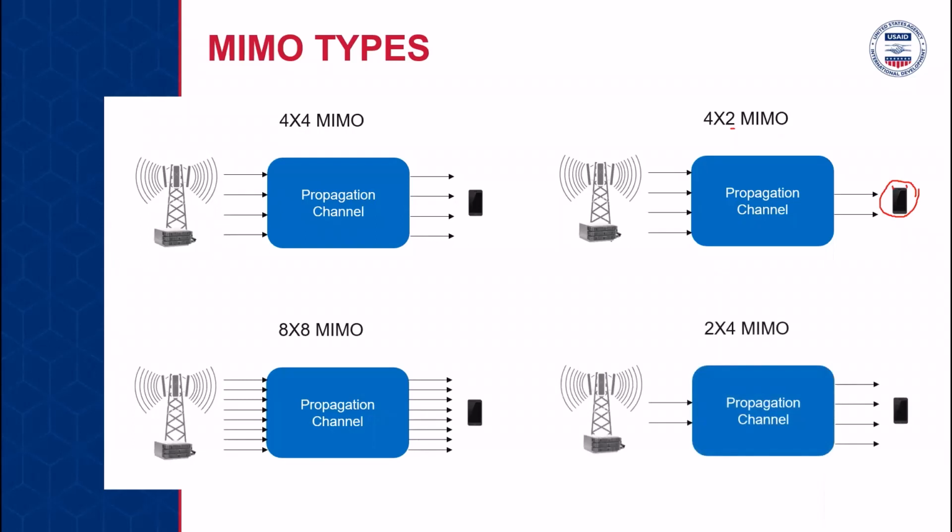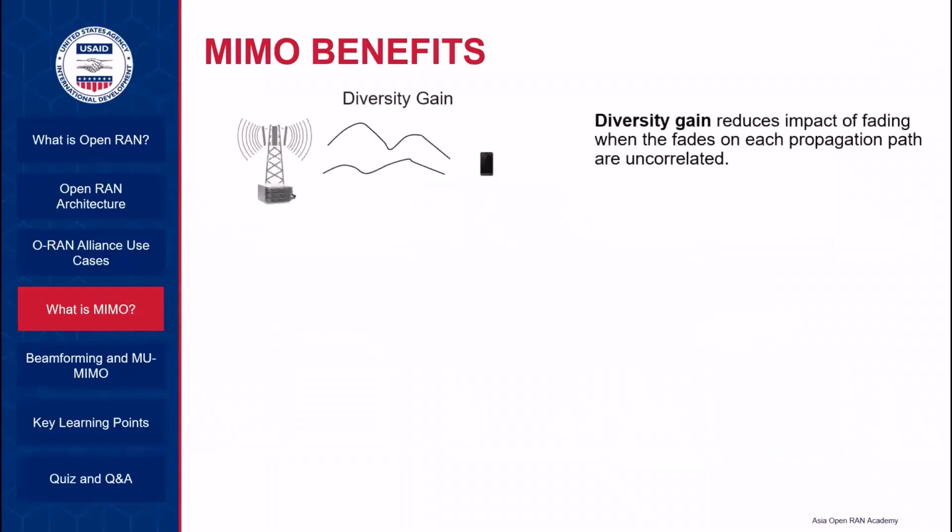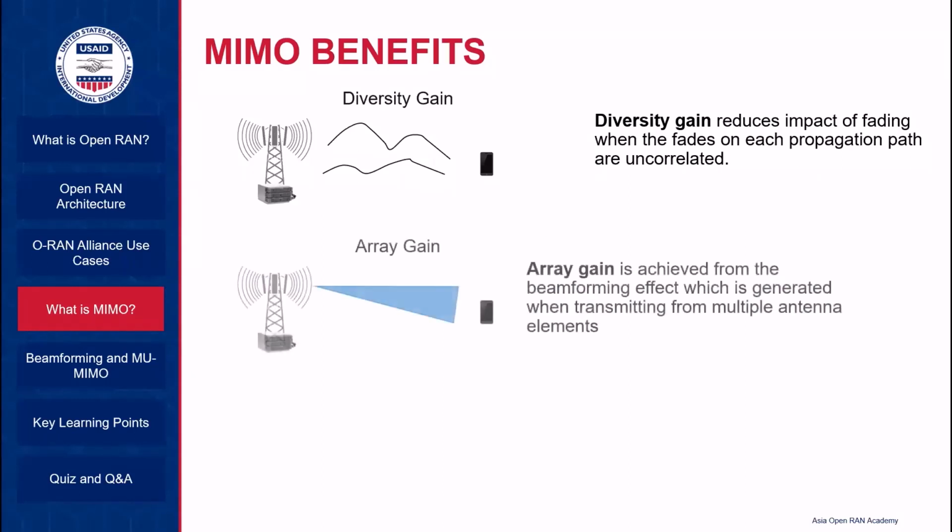So what are the different benefits of MIMO? We have diversity gain, which reduces the impact of fading when the phases on its propagation paths are uncorrelated, like for example our SIMO. We also have the array gain. The array gain we saw earlier in the droplets of water.